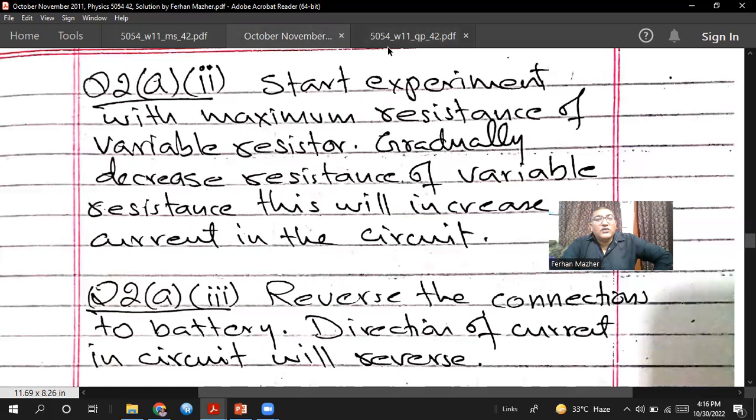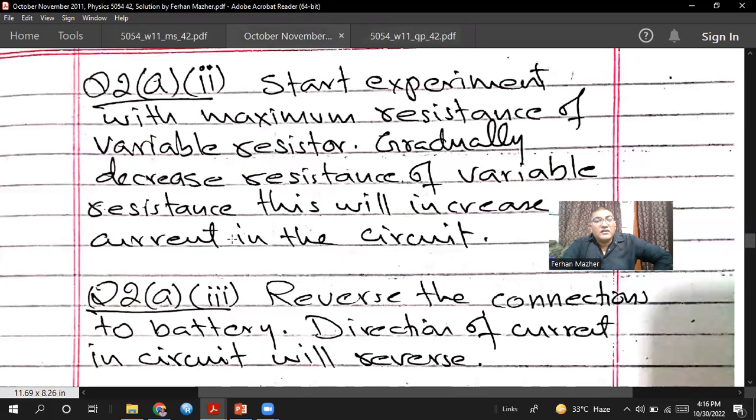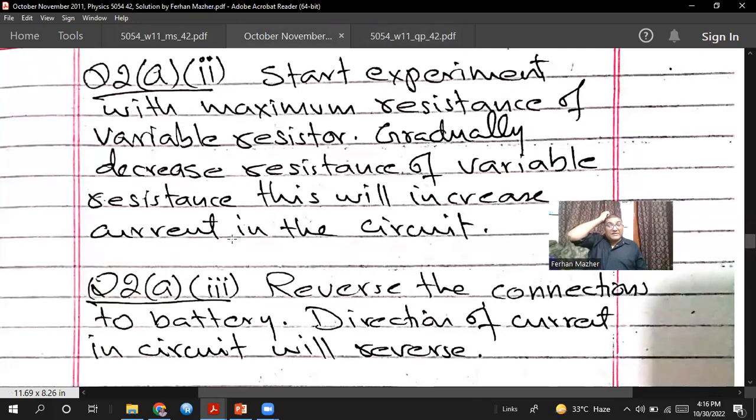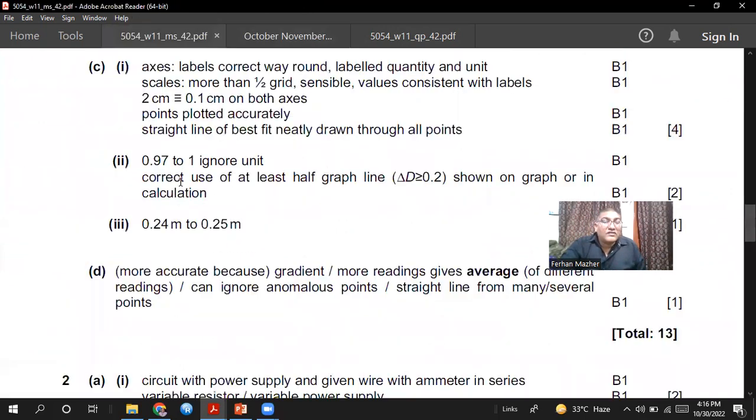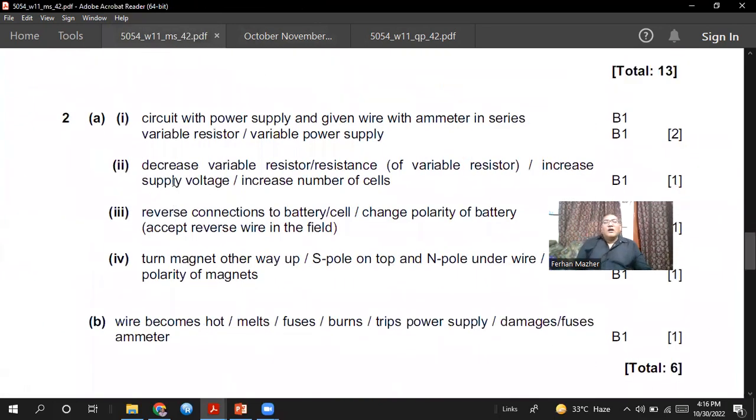So question number 2A and its second part. Okay. So start experiment with maximum resistance of the variable resistor. Gradually decrease the resistance of the variable resistance. This will increase current in the circuit. So very simple and a straightforward question. So he says decrease the variable resistor resistance.